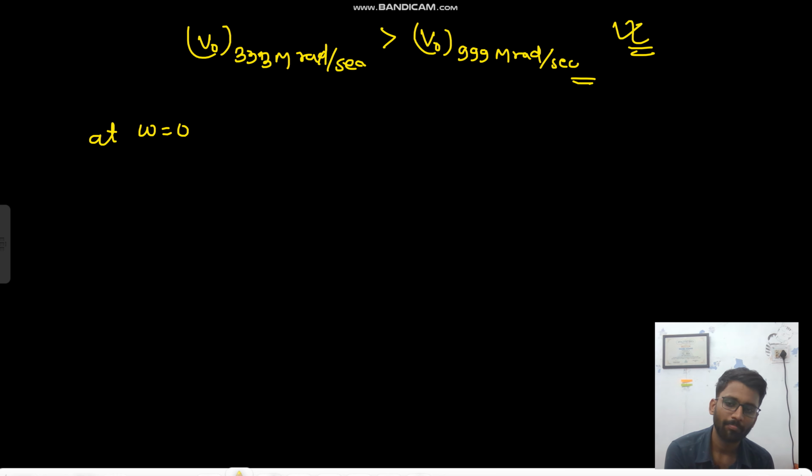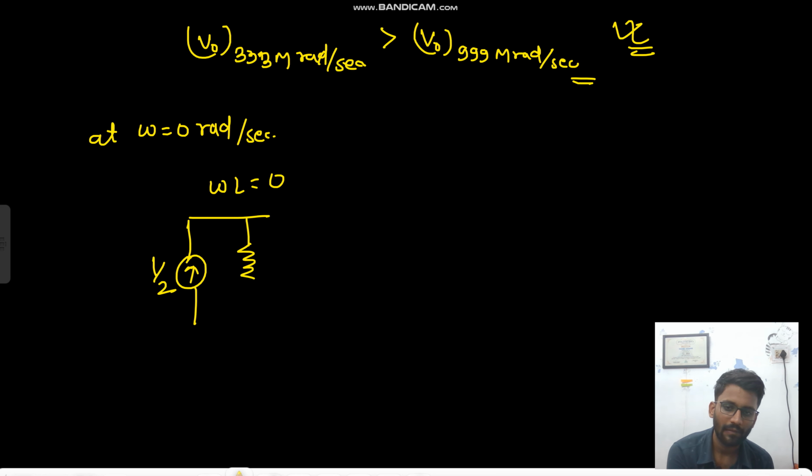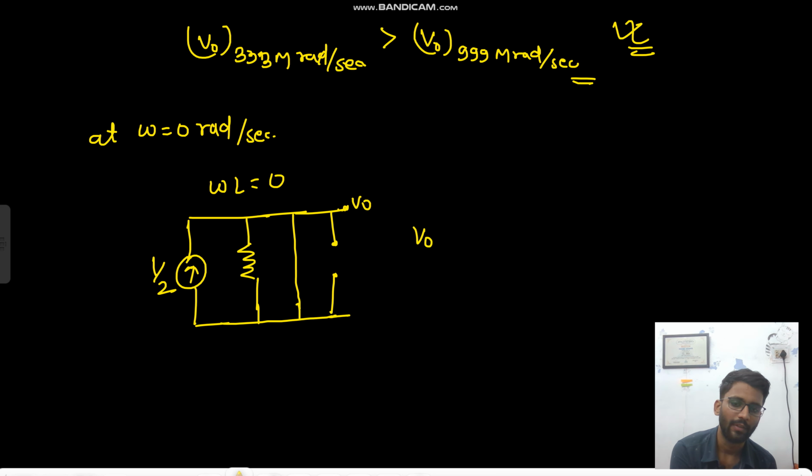And at omega equals to 0 radian per second, what happens? Omega L will be 0. So this will be your circuit. At omega equals to 0, you have 1 by 2, this is R. Your L will be shorted and your capacitor will be open circuited. Right? This will be the condition. So what will be V naught? It will be 0 volts only.